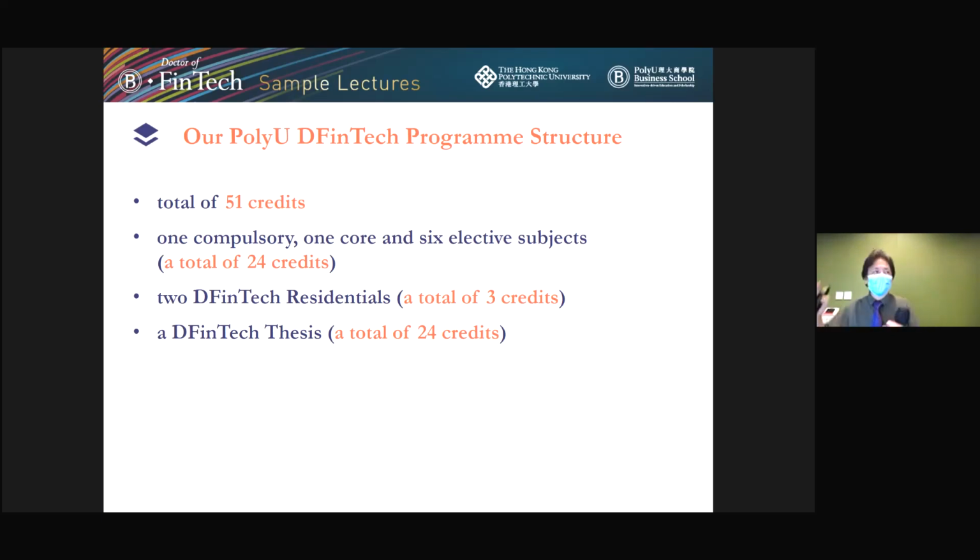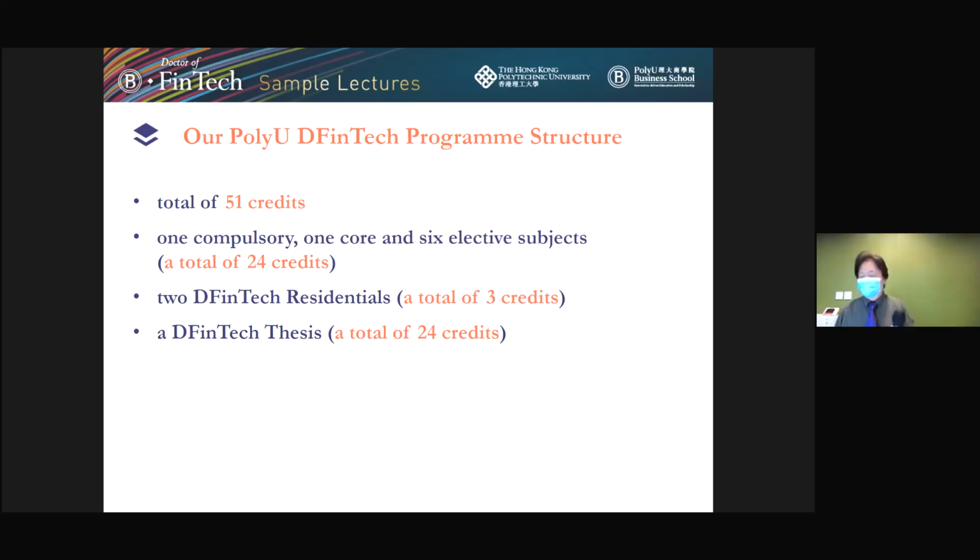The thesis is split into thesis 1 and thesis 2. Thesis 1 is the one for you to develop your idea and proposal, and this bears 8 credits, right? And then the other one is thesis 2. That is double, 16 credits. So why is that? That relates to the third component, the second last point.